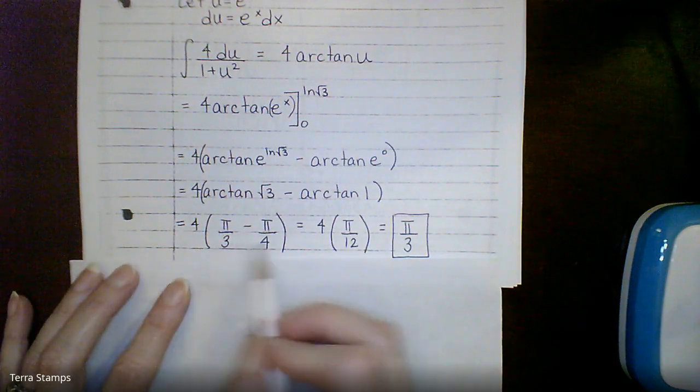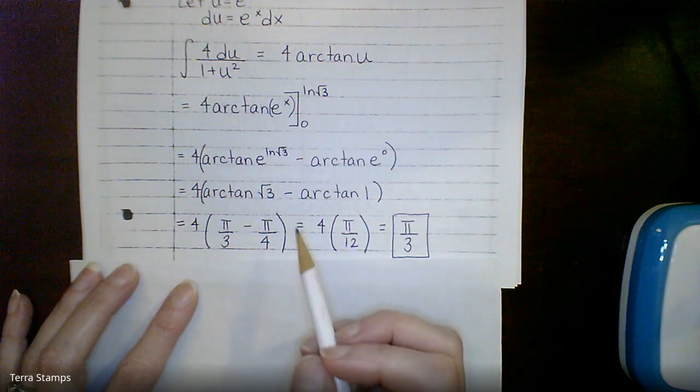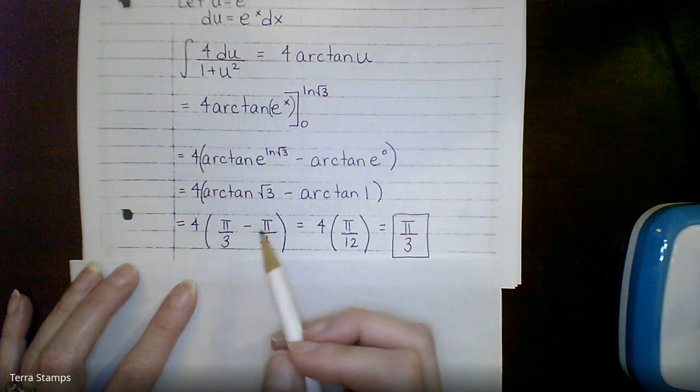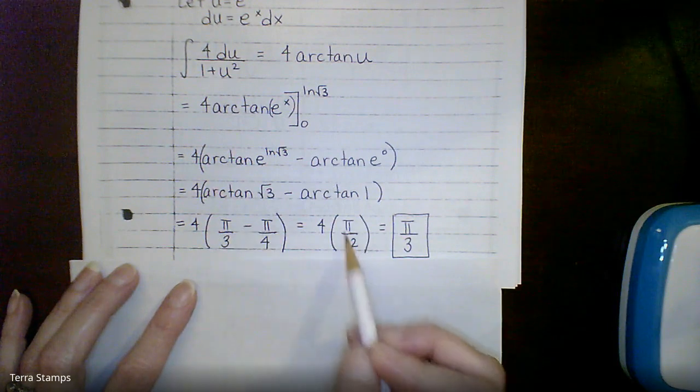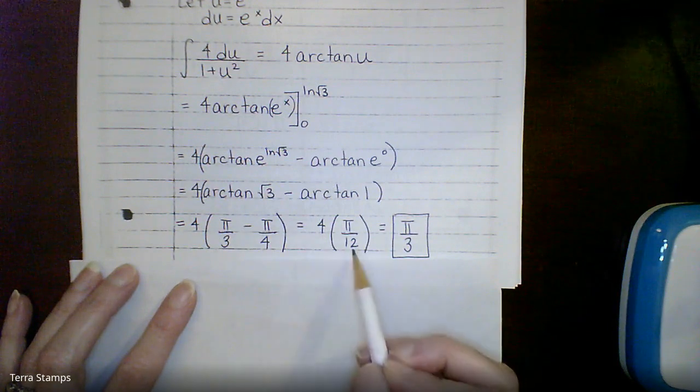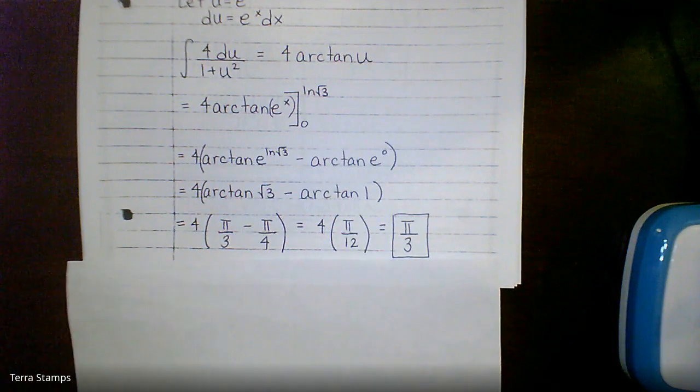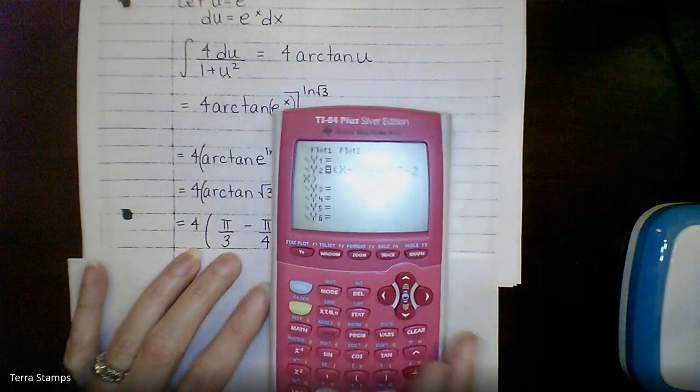Getting a common denominator here of 12. So 1/3 minus 1/4 ends up being 1/12. And then multiplying by that 4 is going to give me a 1/3 pi. Grab the calculator in the drawer real quick. If you don't recall that kind of stuff from pre-calculus, here's what you can do.